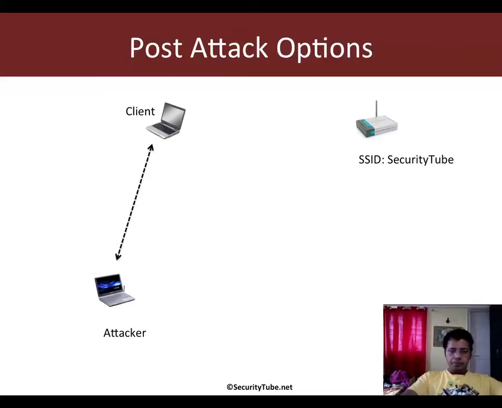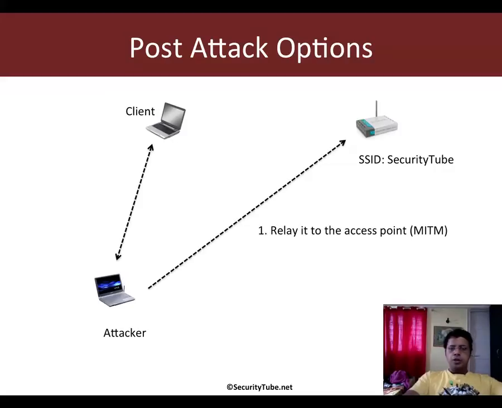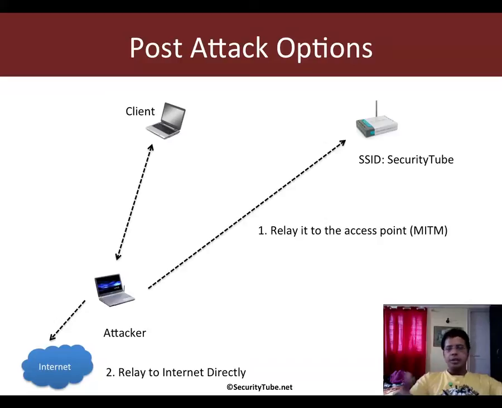right? So post attack, what are the different options? Well, one of course is once you have IP level connectivity, the attacker can fire penetration testing and vulnerability assessment tools and break into the client. Or there are two other options. One is he could relay all the traffic from the legitimate client back to the access point and conduct a man in the middle attack. Or he could just relay the traffic to the internet depending on which hosts the client is trying to connect to, right?